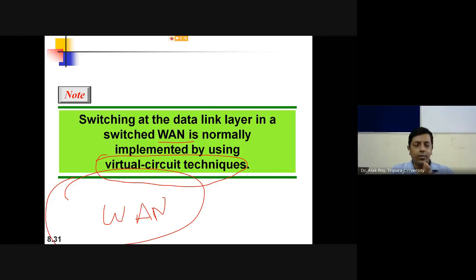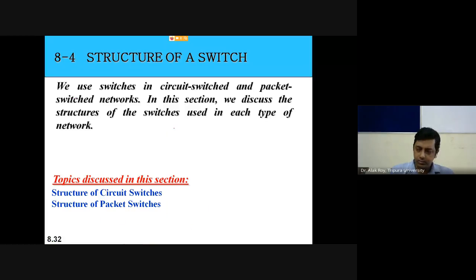So what have I covered? Type 1, type 2, type 3. 3 types of switching. Any question? Other students? Okay.